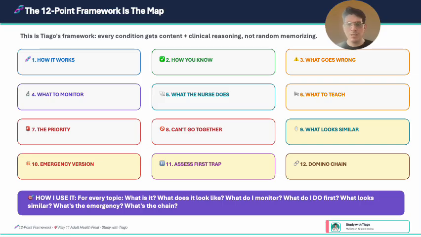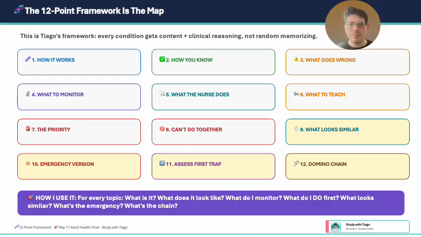Okay? And here's a beautiful view of the 12-point clinical framework that I have built for myself to really get these concepts down. Okay, so the first 8 points are the content layer, right? Like, what is it? What does it look like? And the last 4 points are most likely on the exam, right? The reasoning layer. What looks similar? What is the emergency version? Is this an assess first trap, or what is the domino chain? Yeah, that's what I built.